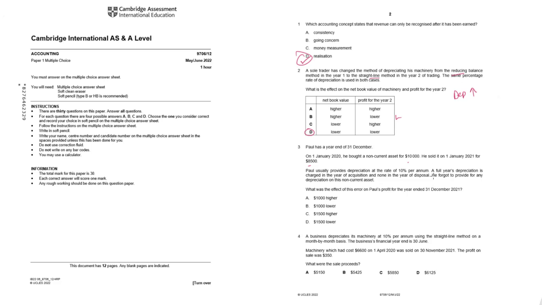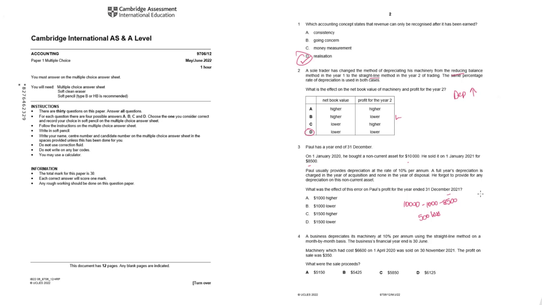Since in the year of disposal there is no depreciation provided, the question of depreciation in 2021 does not arise. We have to see how much would be the profit or loss on disposal if he provides depreciation and if he does not provide depreciation. So if he provides depreciation, his loss on disposal would be 10,000 minus depreciation for 1 year 1,000, and he sold it for 8,500. So 500 would be the loss.